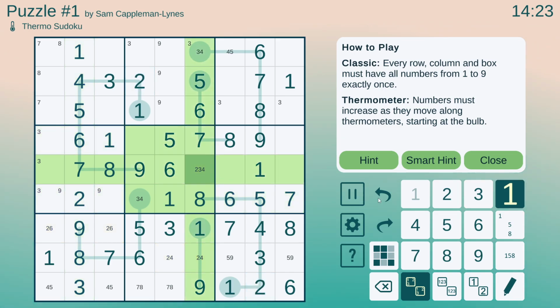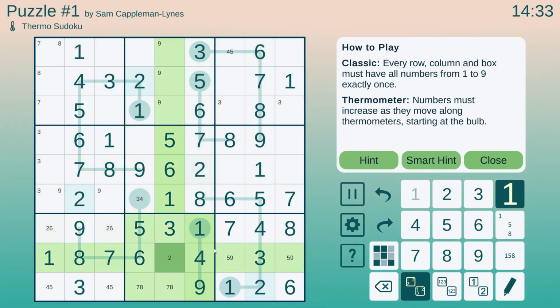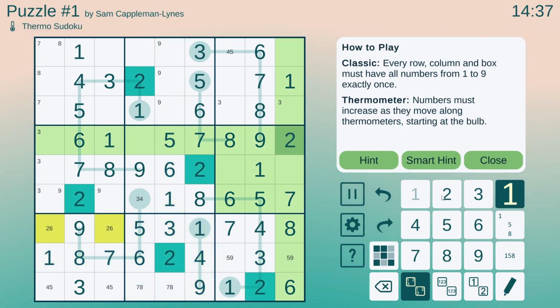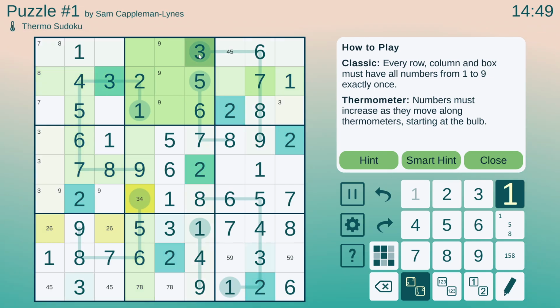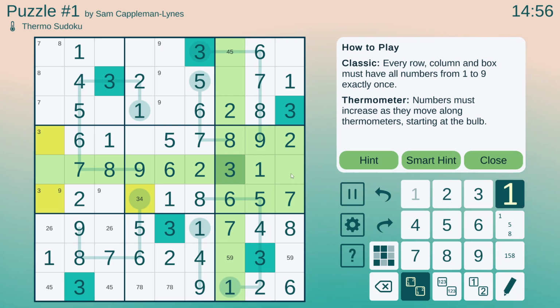Twos in this square must be here. Which gives a 4 and a 3. That still doesn't really do anything with thermos, but that does give a 2 here. And a 2 here. And a 2 here. And I think that's where that trail ends, because 2 can be in either of those. But that displaced the pencil marks for a 3, which gives a 3 here. Yeah, that should be the end, or close to the end.